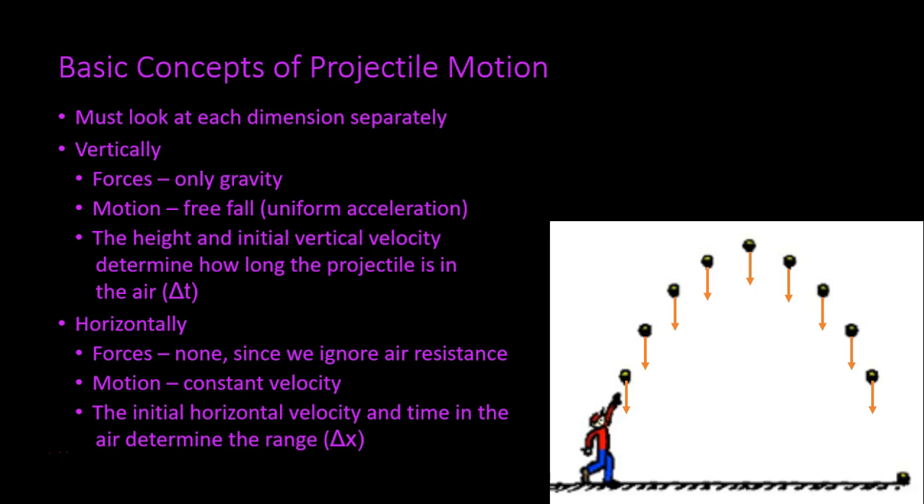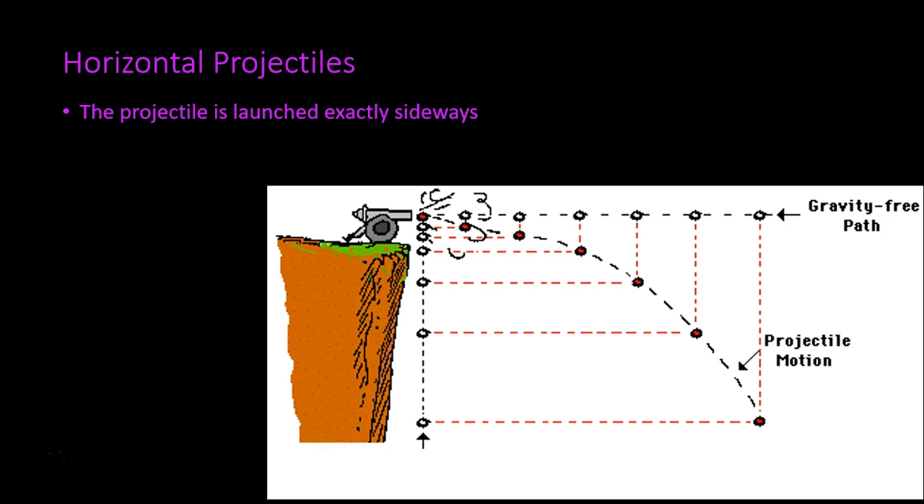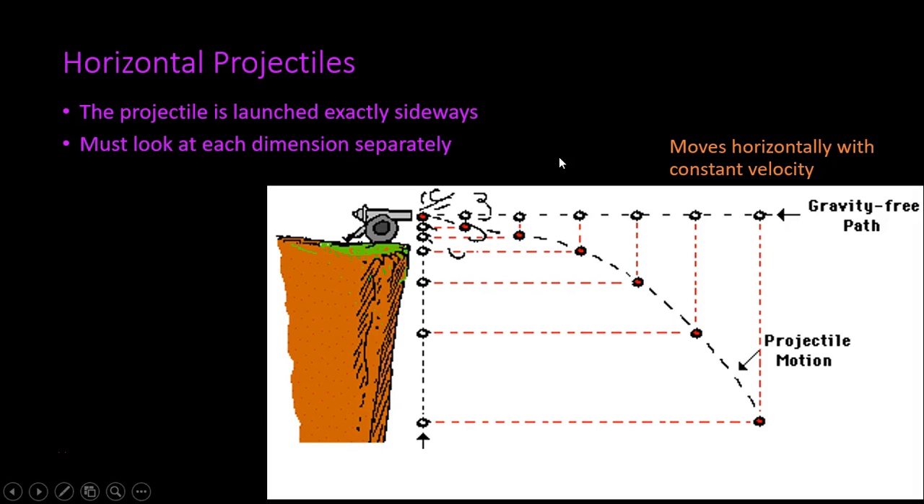Moving away from the general projectile motion concepts, let's look at some important concepts that are specific to things launched horizontally. First of all, when we say horizontal projectiles, we mean that they are launched exactly sideways. They have no upward or downward component to their initial motion. We must look at each dimension separately when we're analyzing this. And horizontally, the object is going to move with constant velocity, and that's what's shown here.